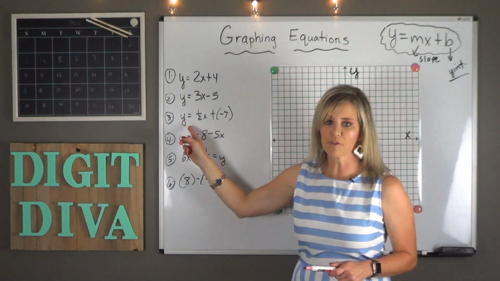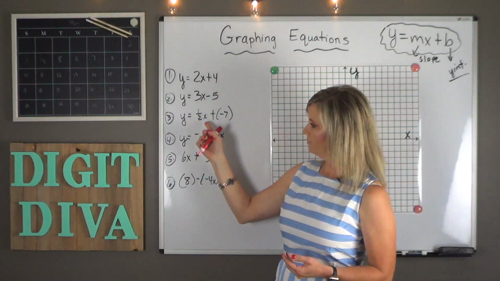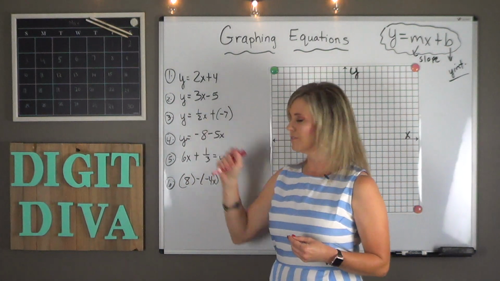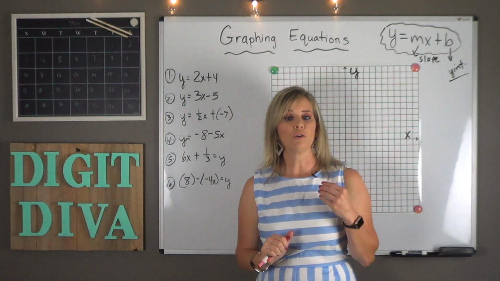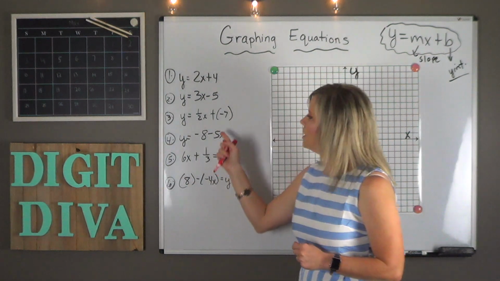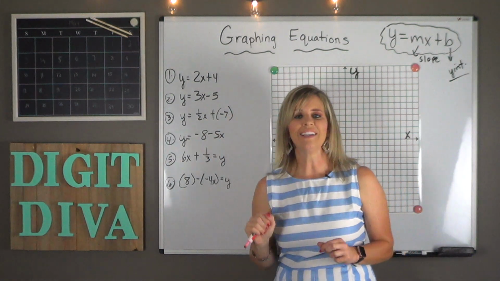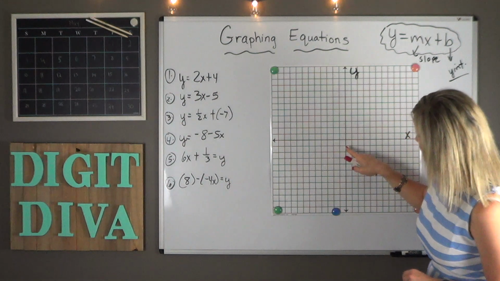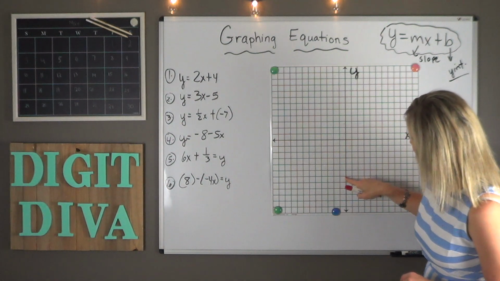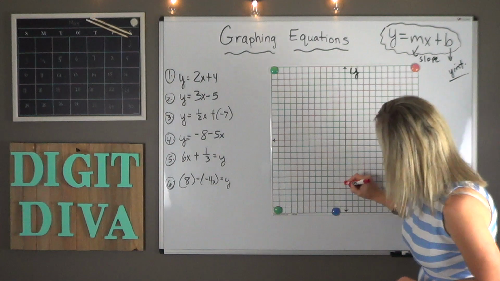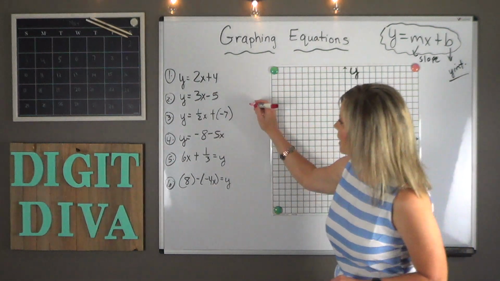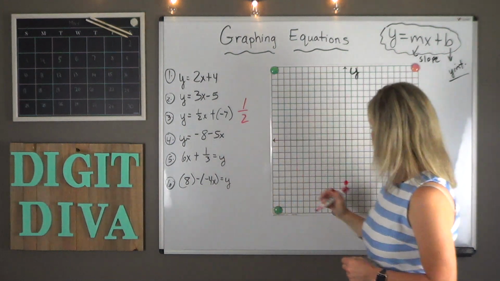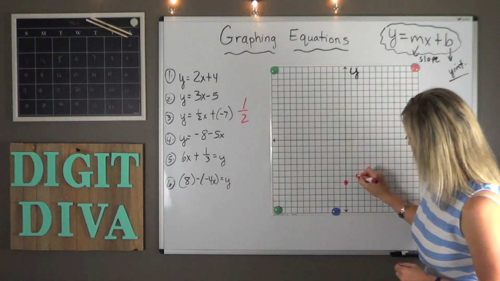All right, let's look at number 3. This time, if we just analyze that, I can tell that my slope is going to be a fraction. It's already written as a fraction. It's 1/2. So up 1 unit, right 2 units. But before we can do anything with our slope, we need to plot our y-intercept, which is -7. So we're going to come down 7 units, 1, 2, 3, 4, 5, 6, 7, and we place our point. Our slope this time is 1/2, which means we would go up 1 unit and right 2. So up 1 and right 2.